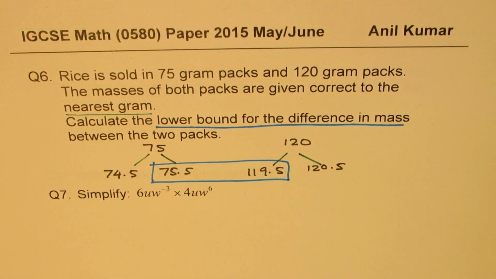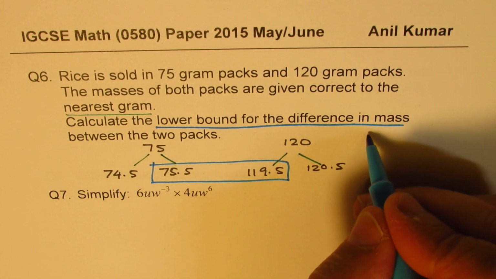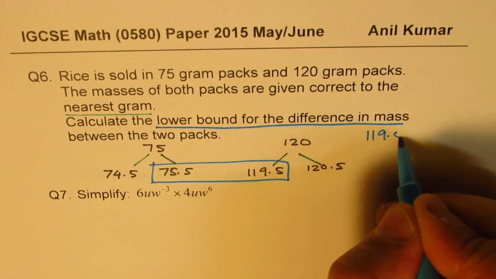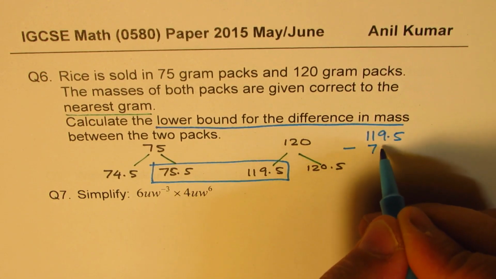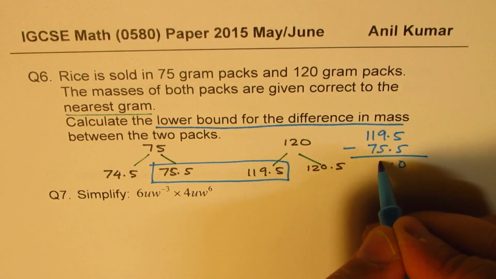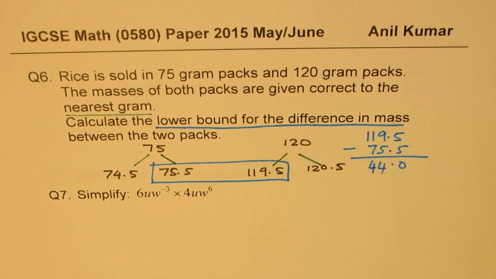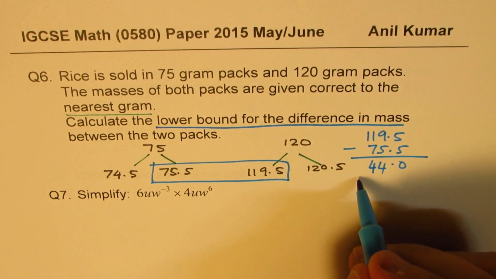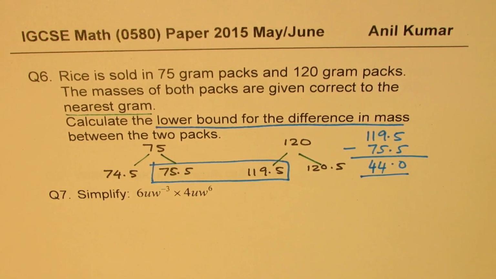So that should give us the answer. So what are we going to do? We will do 119.5 take away 75.5, correct? That gives us 44 as our answer, correct? So 44 becomes the answer, the difference between the two packs.